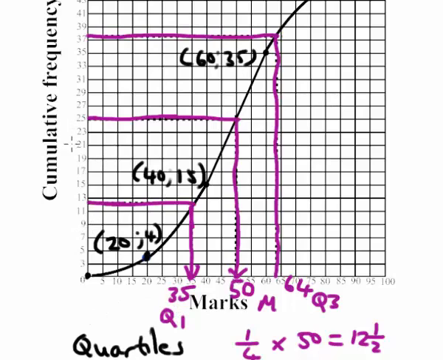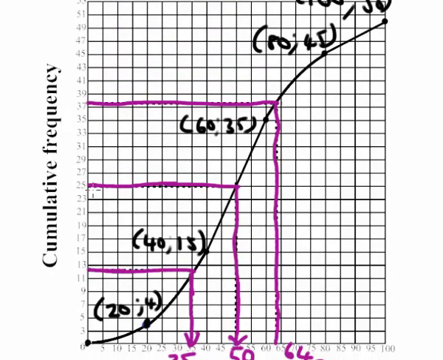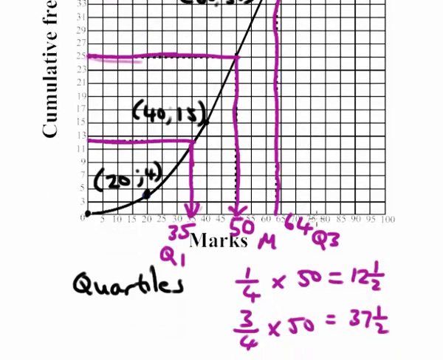So the median is halfway up. If you have a look there, it goes up to 50, so halfway is 25. You go to the curve and down, and you read off the median on the x-axis. Likewise with the lower quartile, it's a quarter of the way up. At 12,5, you go to the graph and down and read off 35 as your lower quartile. Your upper quartile is 3/4 of the way up, which is at 37,5 there. You go to the graph and down you go, and you read it off on the x-axis, which is about 64.